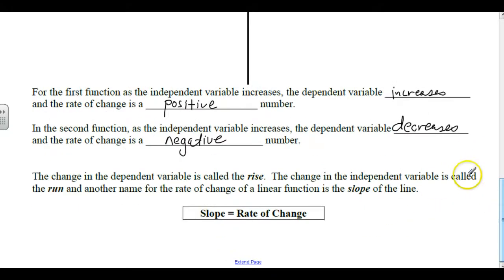The change in the dependent variable is called the rise, and the change in the independent variable is called the run. And another name for the rate of change of a linear function is the slope of the line. So the slope of a line is the rate of change, which was the change in the dependent over the change in the independent, or rise over run.